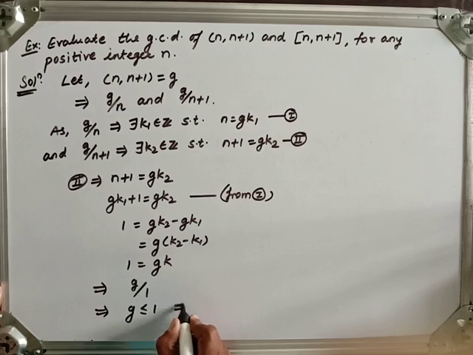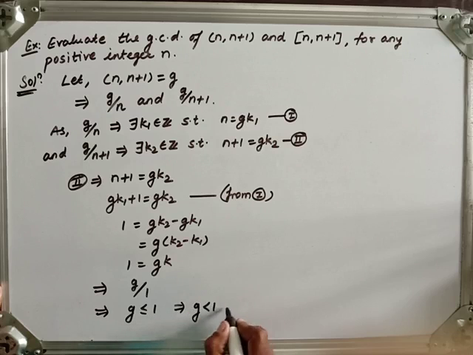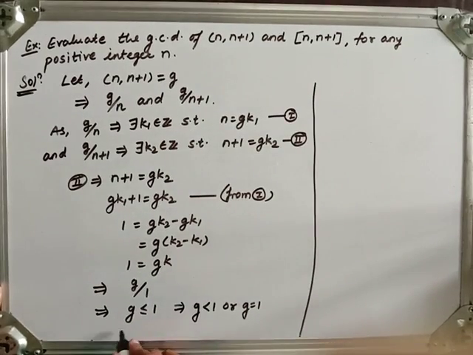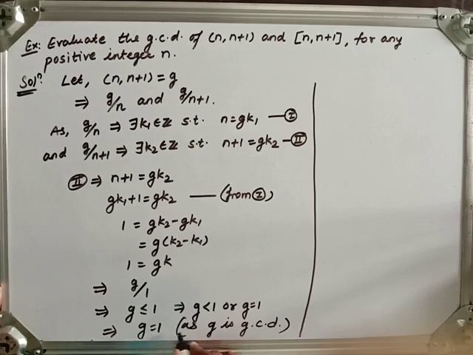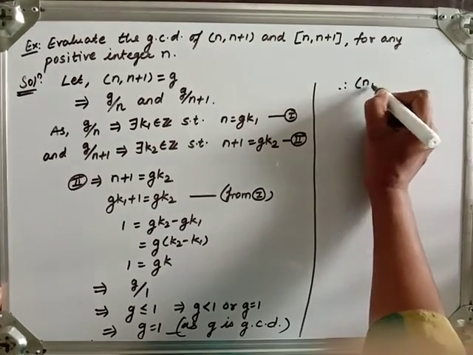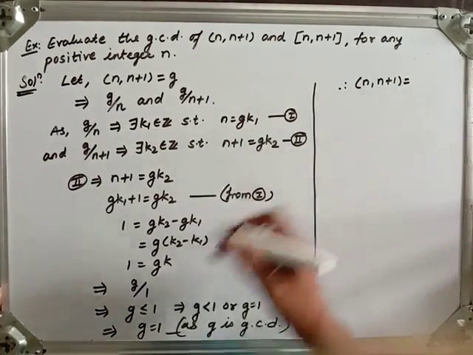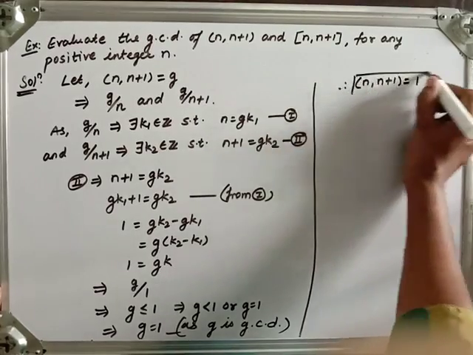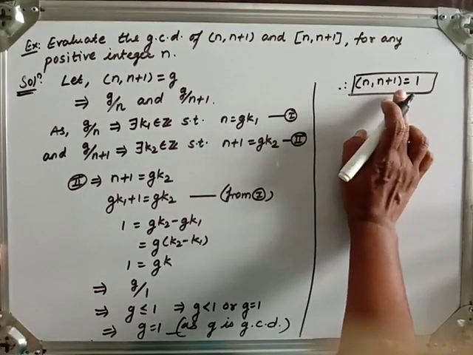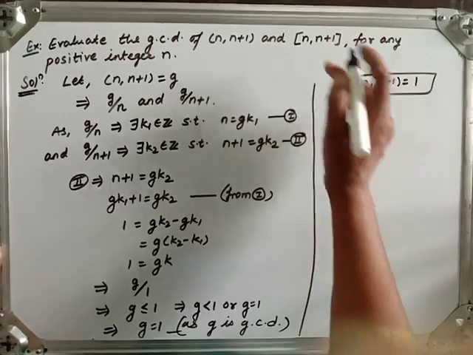So here this says G is either less than 1 or G is equal to 1. Okay. So this implies G is equal to 1 as G is a GCD. Now, hence we get the GCD of n and n plus 1 is 1. And means the GCD of two consecutive integers is 1. Now, we have to determine LCM.